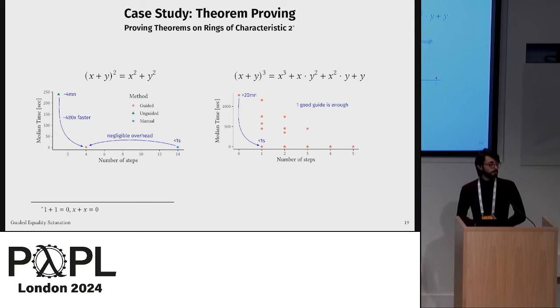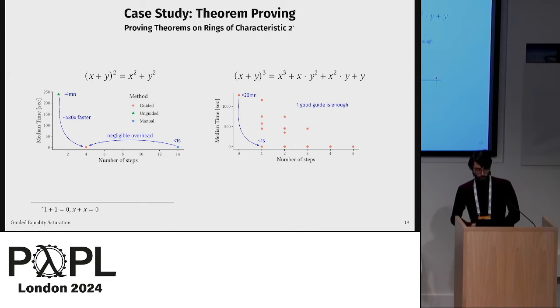We pushed this to slightly more complicated theorems. So we prove theorems on rings of characteristic 2. For the theorem on the left, you can see that we have a comparison of guided and manual techniques. And we can see that the guided technique is much faster than the unguided technique, but at the same time has a negligible overhead compared to manually providing all of the rewrite steps.